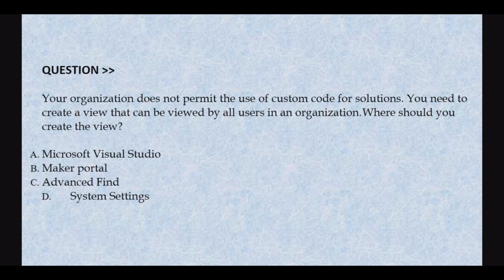Option A, Microsoft Visual Studio. Option B, Maker Portal Advanced Find. Option D is System Settings. Correct answer is option C.